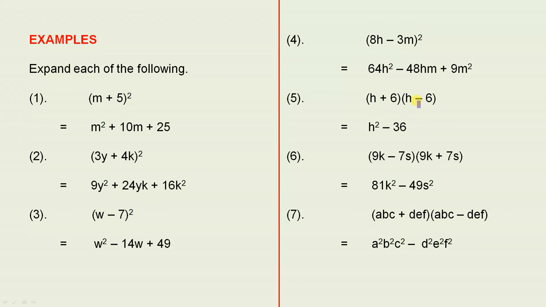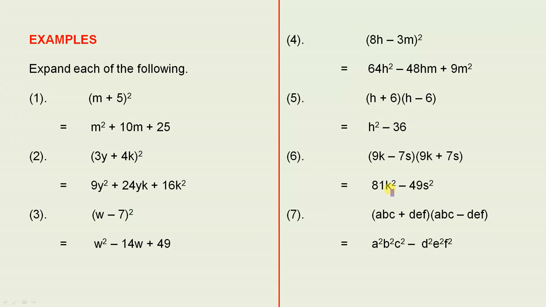The product of a sum and difference, the first squared minus the second squared. That's an easy one. The first squared minus the second squared. That's it. Similarly, the product of a sum and a difference doesn't matter if it's a minus or a plus. It doesn't matter about the order. You can have (9k + 7s) and (9k - 7s). The order doesn't matter. This is still the product of a sum and difference.